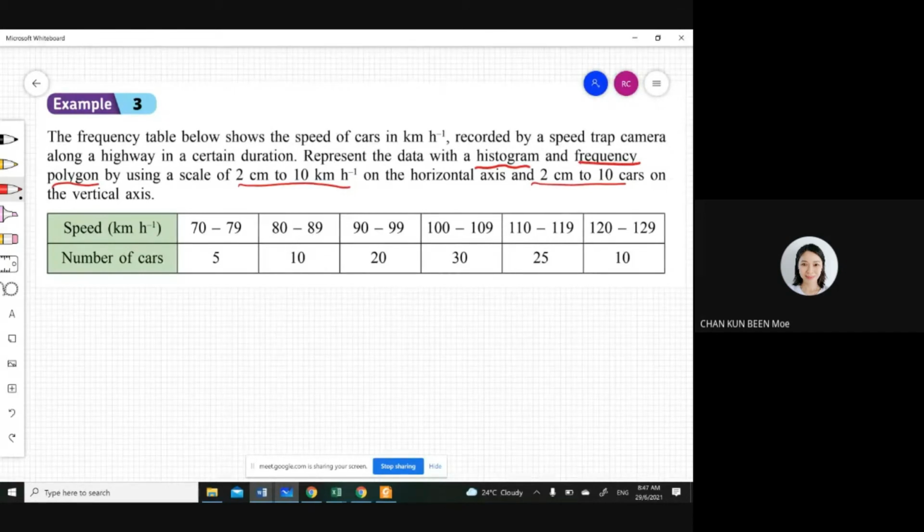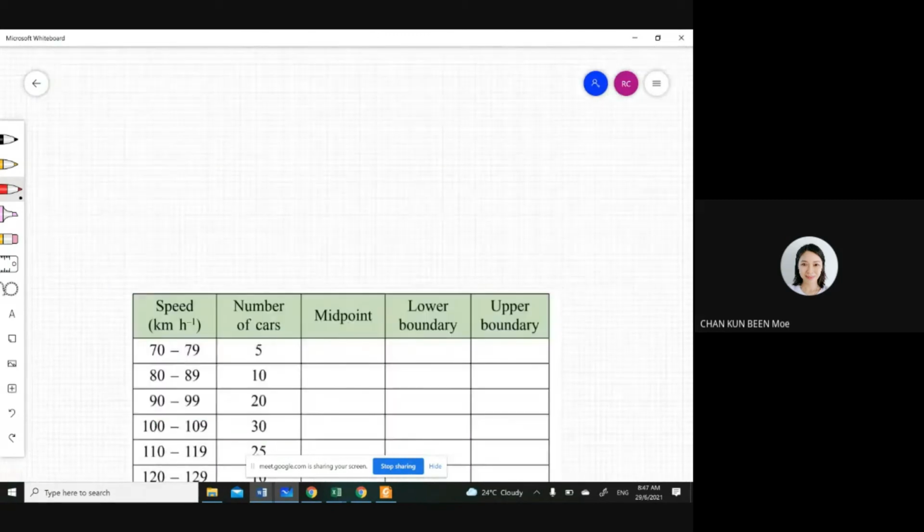Okay, so for this example 3 over here, before you move on drawing your histogram, were you given the lower boundary, upper boundary? In the table here, were you given the lower boundary and upper boundary? No, right? That's why before you construct the histogram, you have to construct the frequency table first, with the lower boundary and upper boundary. Okay, so I move on.